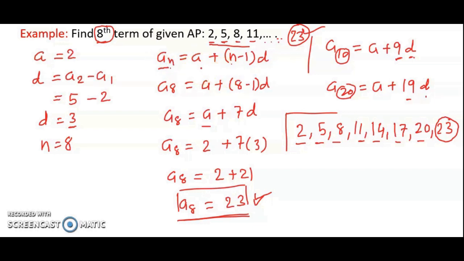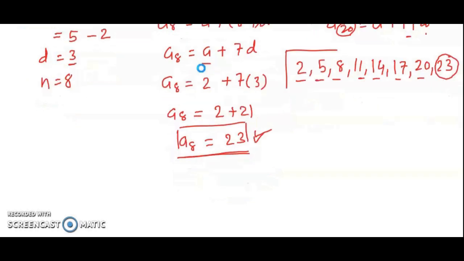Now see the different variety of questions asked based on this formula. Let's see another question. This is the first type of question, similar to the example we have done right now. Find the 20th term of the sequence 7, 3, minus 1, minus 5, and so on.